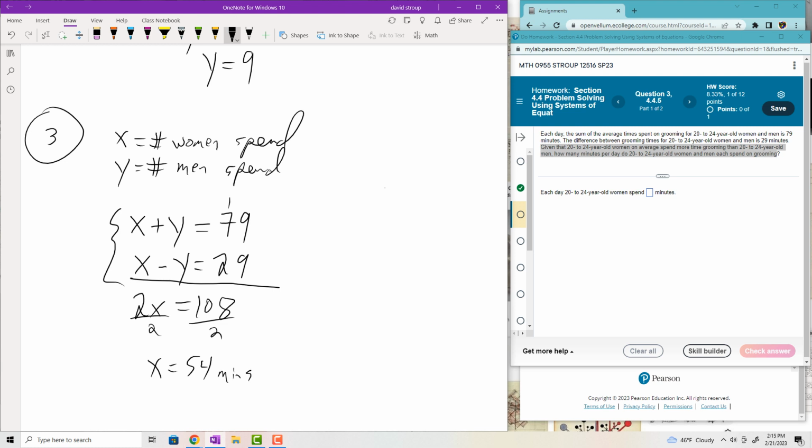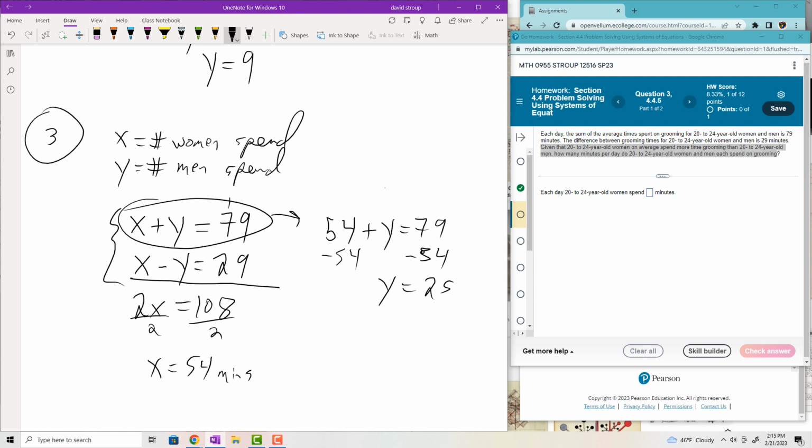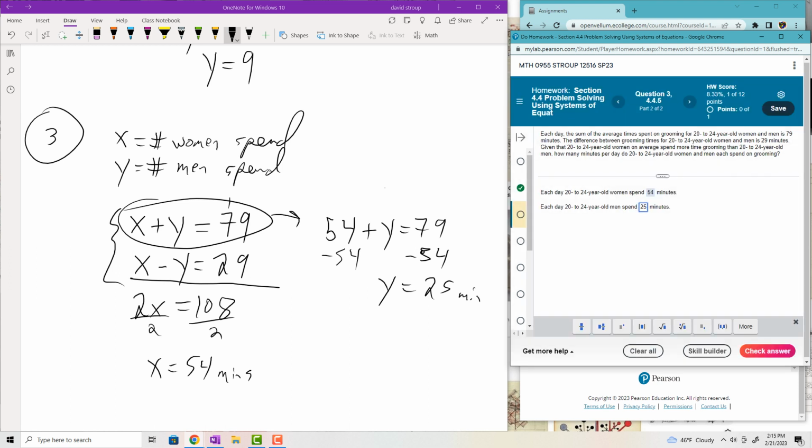And then to get the number of minutes men spend, you back sub into one of the equations. So I'll just put it into the first equation. 54 for x, plus y is 79, minus the 54, and you get y equals 25 minutes for men. So each day women spend 54 minutes, and then men spend 25 minutes.